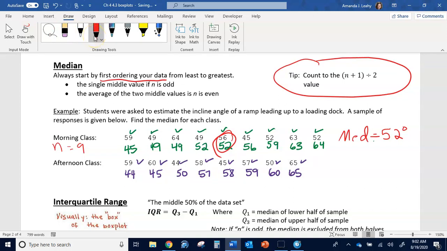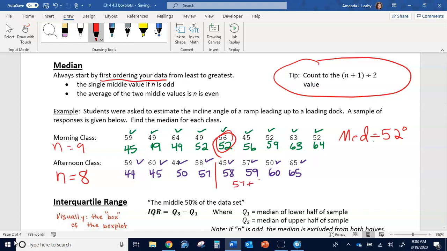Okay, the afternoon class, 1, 2, 3, 4, 5, 6, 7, 8, there are 8 values. So if I'm going to use my little trick here, 8 plus 1 is 9. 9 divided by 2 is 4.5. 4.5 means the position of the median is between the 4th and 5th number. 1, 2, 3, 4, and then 4 and 5. So that's 4 values on either side of this median. So I would want halfway in between 57 and 58.